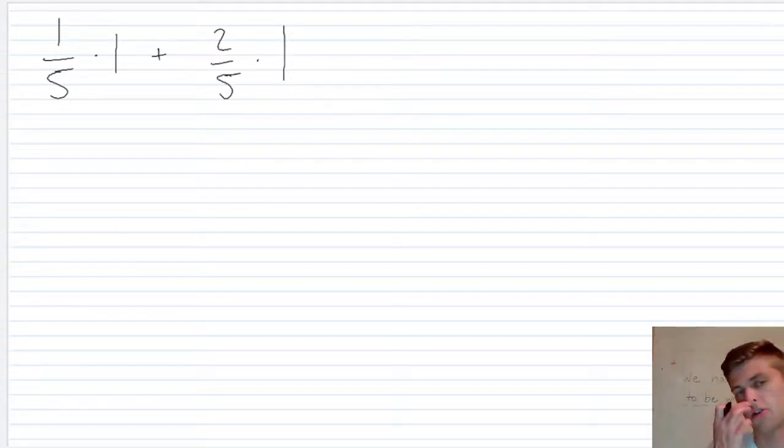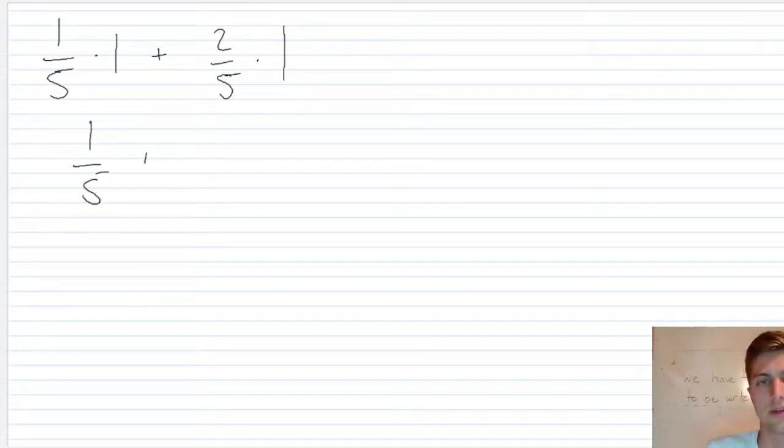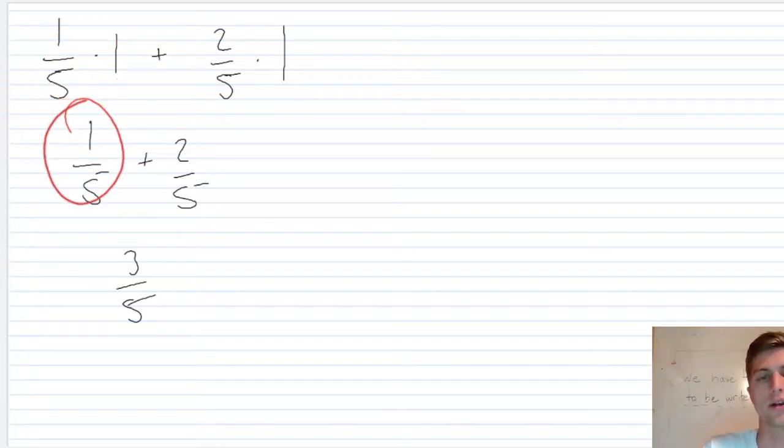1/5 times 1 plus 2/5 times 1. Now, if we know the identity property, we go, oh, we're just multiplying by 1. We can just get exactly what we have. So 1/5 plus 2/5, and that'll give us 3/5. You'll go through the process, but if you recognize it, you can get there quicker because you just know it's multiplying by 1.